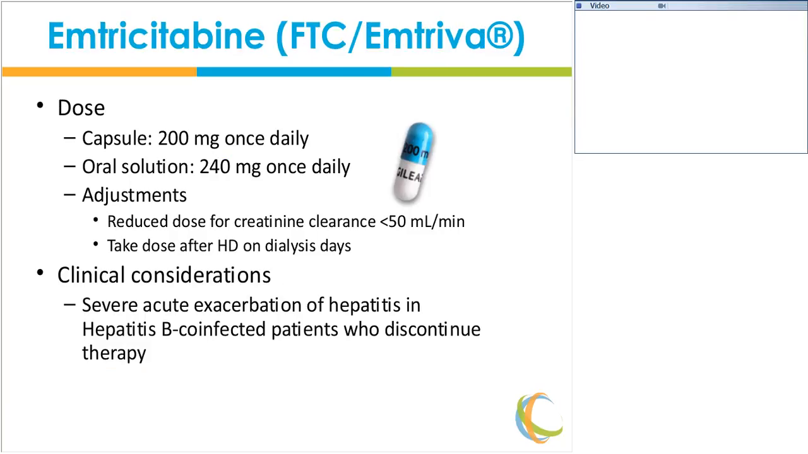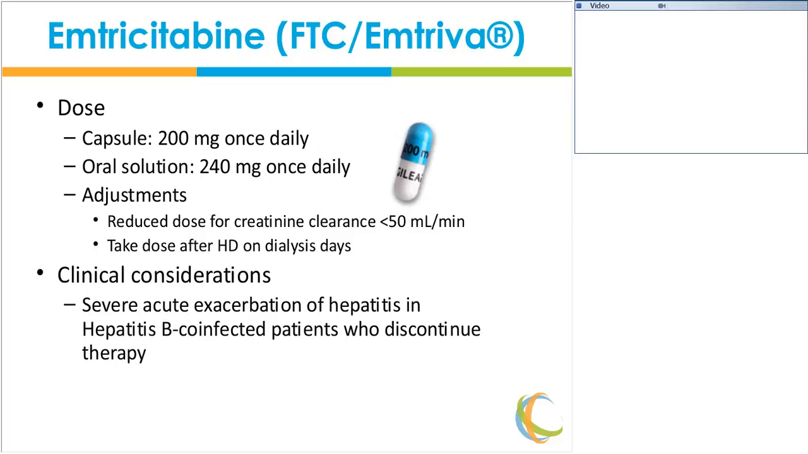Emtricitabine, also known as FTC or Emtriva, is a nucleoside analog of cytosine. The recommended dose of this medication depends on which dosage form is utilized. The capsules come in a 200 milligram strength, and the adult dose for the capsule is 200 milligrams daily. If considering the oral solution, the recommended dose is 240 milligrams daily. Like didanosine, this medication is also renally eliminated and requires dose adjustment for patients with a creatinine clearance below 50. In addition, it is important to counsel dialysis patients that they are to take this medication after their hemodialysis session on these days.